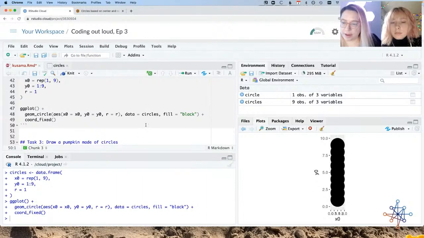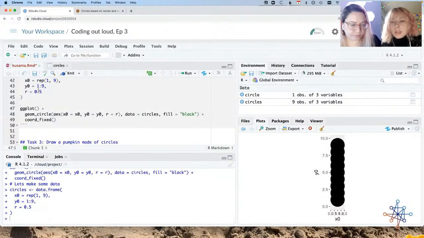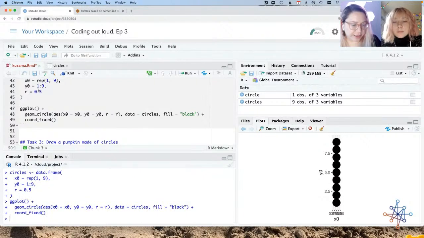And maybe we just want them to be a little bit smaller. Okay, so something like this. Yeah, that looks good. So obviously, ultimately, we're not going to want this stuff that's in the background, right?